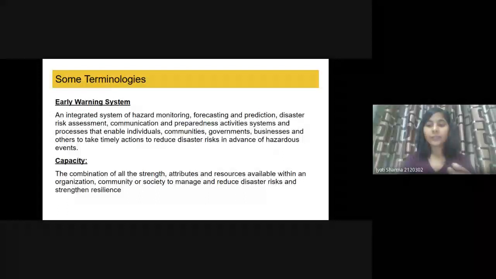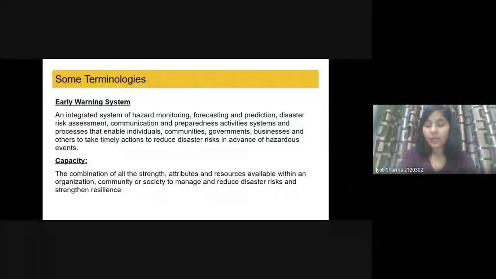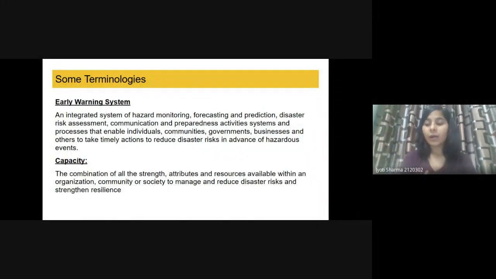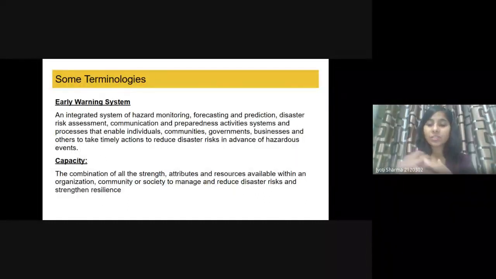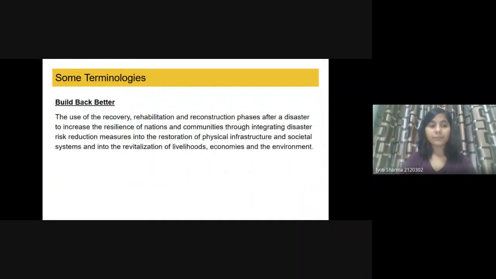Capacity: as I already told, to cope with global warming, if you have an AC inside your house, an alternative is a higher number of plants or trees inside your house, which can give you cooler air. Such things may prevent the disaster's effect on your life. So this is all about capacity: the strengths, attributes and resources available within an organization, so that you can cope in case a hazardous event or a disaster comes.